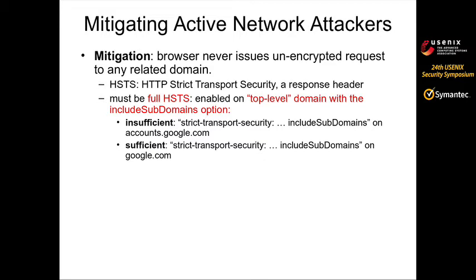In the real world, the deployment is often insufficient. For example, Google actually deploys HSTS with includeSubDomains on accounts.google.com, but this is insufficient to protect google.com, because it can be used as a shared cookie scope to do cookie injection. The sufficient way would be HSTS with includeSubDomains on google.com.